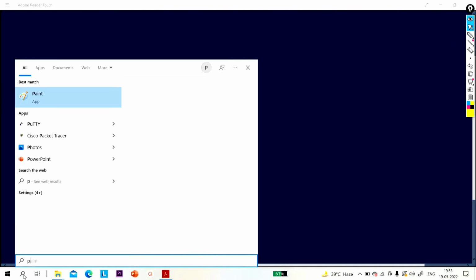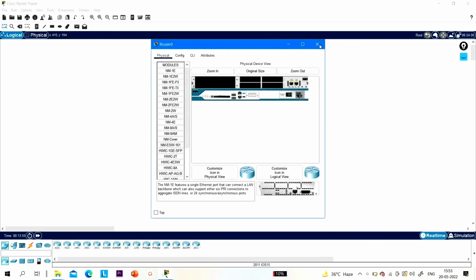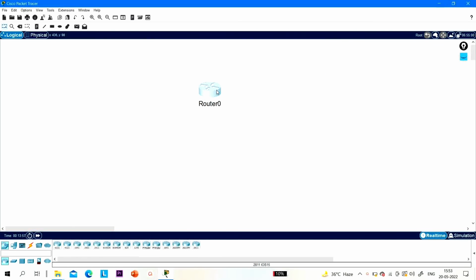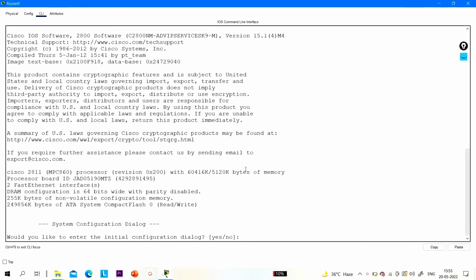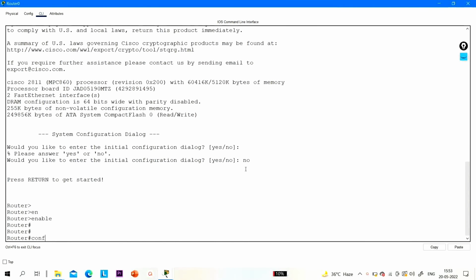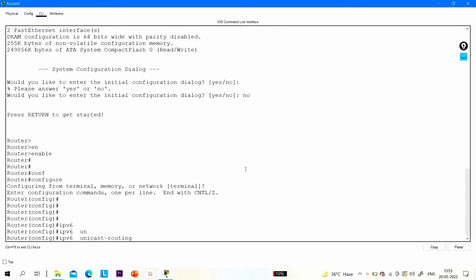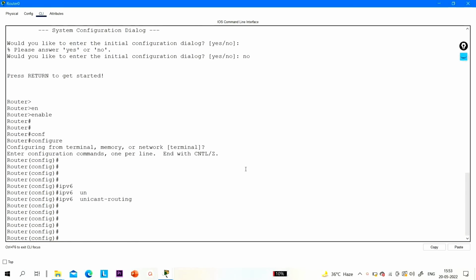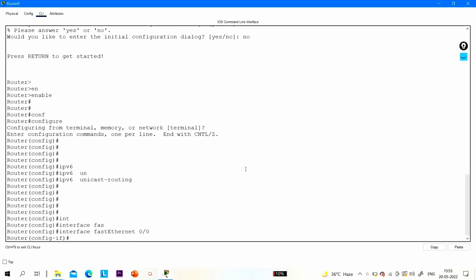So now I am going to show you how to configure an IPv6 address on the interface of a router. So let me open my Packet Tracer. Okay, so this is my Packet Tracer. Let me take CLI access and type no here, enable, configure terminal. And guys, by default the IPv6 service is disabled on your device, right? So first of all you need to run this command, ipv6 unicast-routing, right? After running this command, the IPv6 protocol will be enabled on this device.